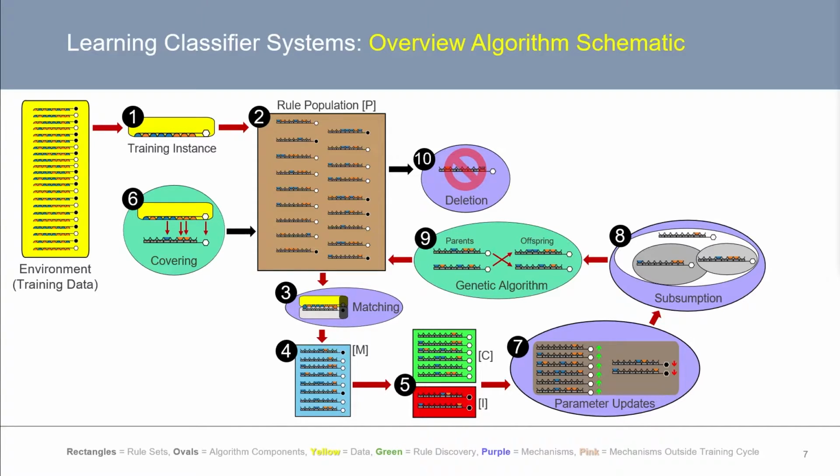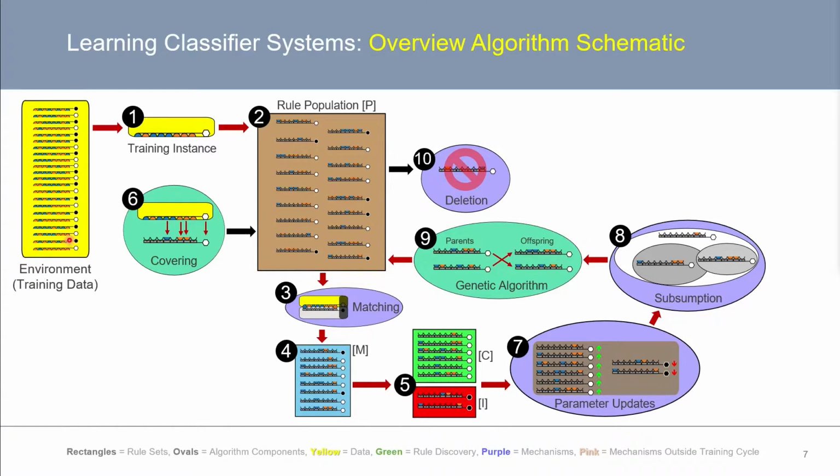Okay, so LCSs are an iterative algorithm, learning over the course of many iteration cycles. The numbered black circles in the schematic trace the key steps comprising a single iteration. In the schematic, all rectangles represent rule sets, here, here, here, and here. Ovals represent different components of the algorithms, each responsible for different aspects of a learning cycle.